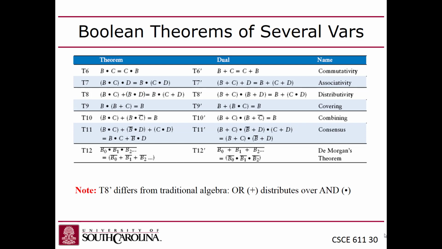Combining is where, this one kind of makes sense, if you have C and you OR it with B, and you have the complemented C and you OR it with B, then that's just equivalent to B. This is the one that I really can't, and I've never been able to get my mind around this one: consensus.